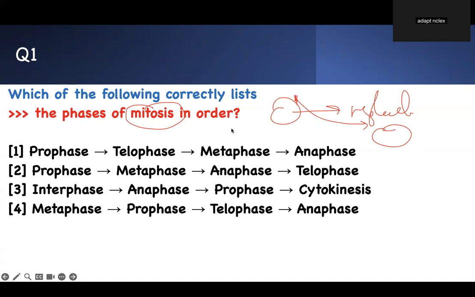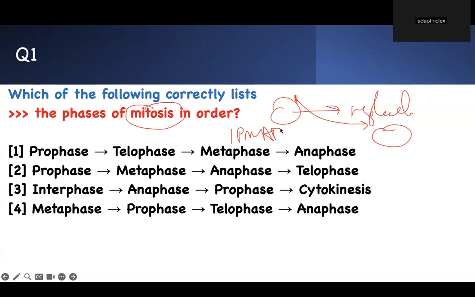What is the key? The buzzword is IPMAT. That is the acronym. The I is interphase, the P is the prophase, M is the metaphase, A is the anaphase, and the T is the telophase. In another video, I will give you what each of them means because they are key concepts you have to understand. Now, let's look at it.